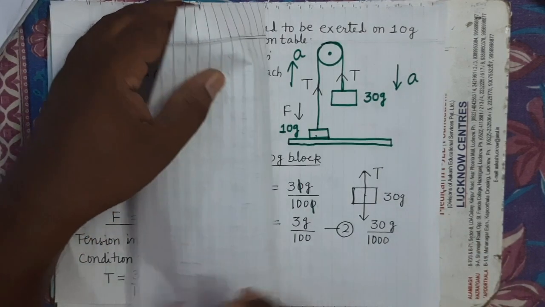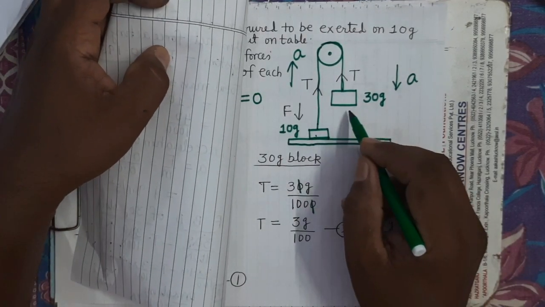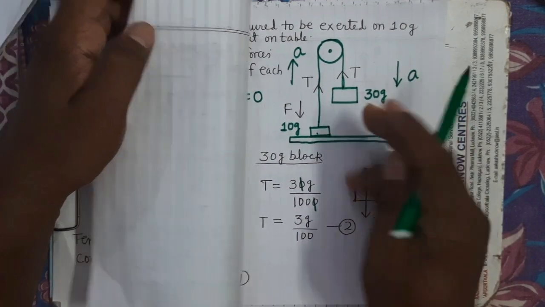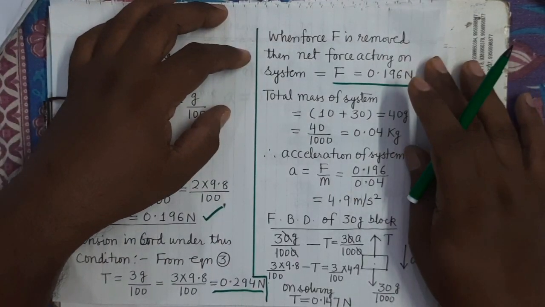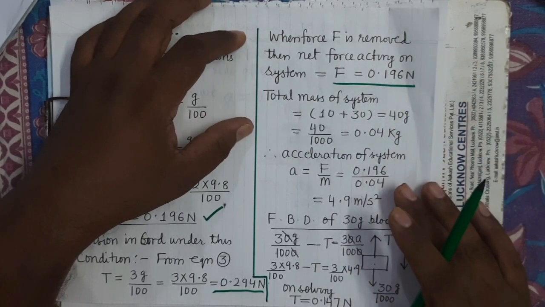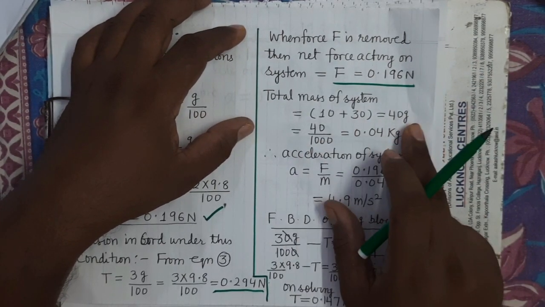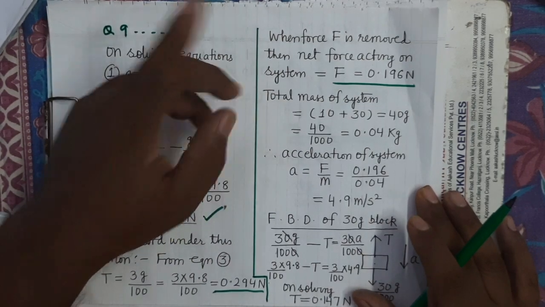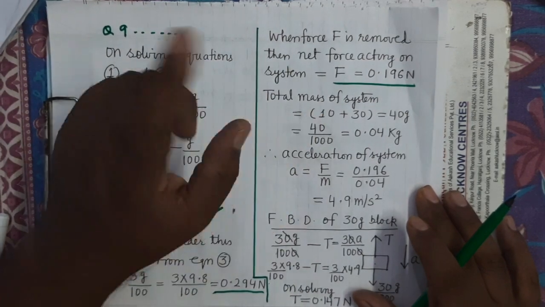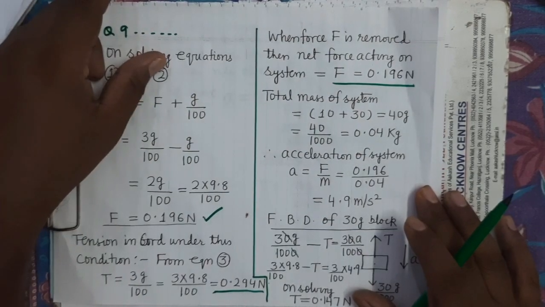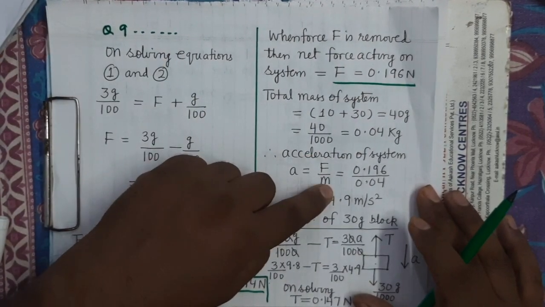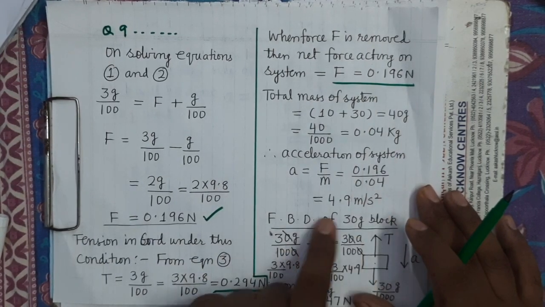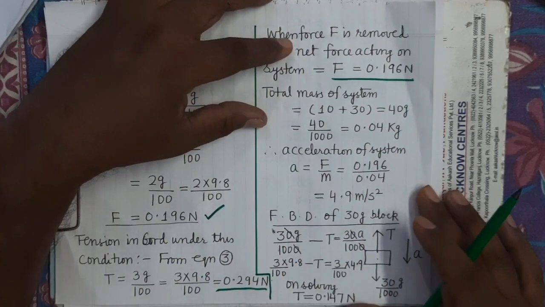Now what is the total mass of the system? Because both are moving simultaneously, equal distances in equal time, we can treat it as a single block of 40 gram. In order to determine acceleration, we can treat the whole system as a single block of 40 gram, that is 0.04 kg. So acceleration equals force upon mass, 0.196 divided by this, so it comes out 4.9 meter per second square.